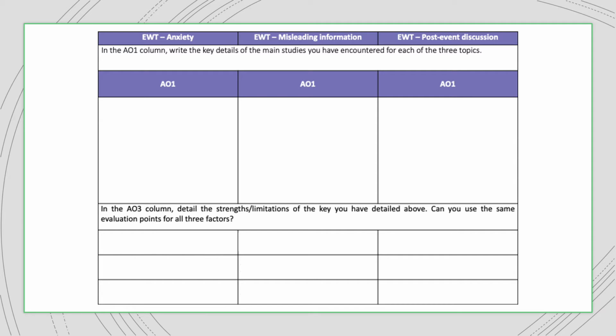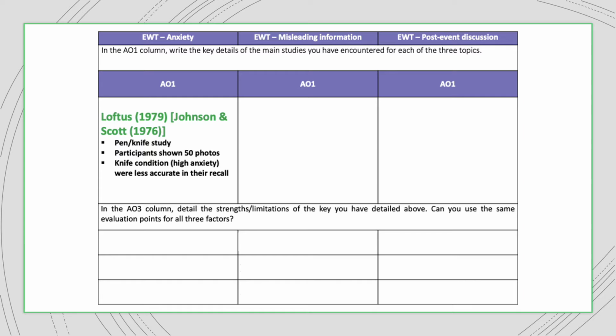For anxiety, for your A01, you want to be discussing Johnson and Scott's study, and they tested the weapon focus effect. So they had 2 separate groups of participants, an independent groups design, and one group, after they'd heard an argument, saw a man emerging with a pen covered in grease, and the other group, after hearing an argument, saw a man emerging with a knife. And then each group was asked to identify this man. So they were shown 50 photos, and Johnson and Scott found that in the knife condition, the high anxiety condition, they were less accurate at recall.